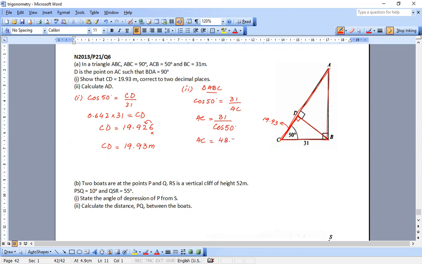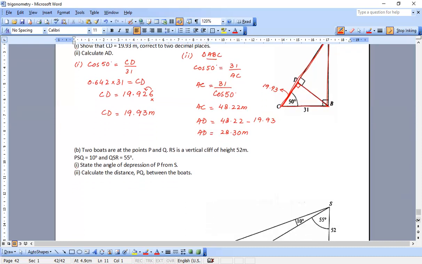AC is 48.22 meters. And I'll subtract 19.93 from 48.22 in order to get the value of AD. So AD is going to be 48.22 minus 19.93. So the length is going to be 28.3. AD is equal to 28.30 meters. Okay, very quickly move on to the next part.